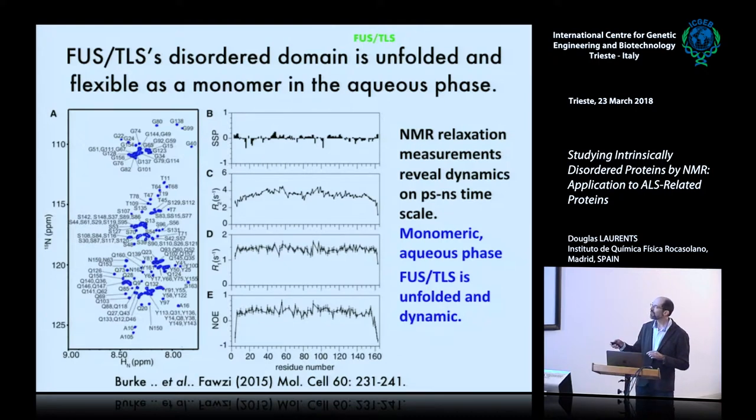And you can perform relaxation experiments that tell you how flexible these groups are. So you can see their structure, and you can see how dynamic and flexible they are on a time scale of usually picoseconds to nanoseconds. And so this is the monomeric protein when it's not forming the liquid state. The monomeric protein is flexible and it doesn't have any structure. This is what these experiments are showing.